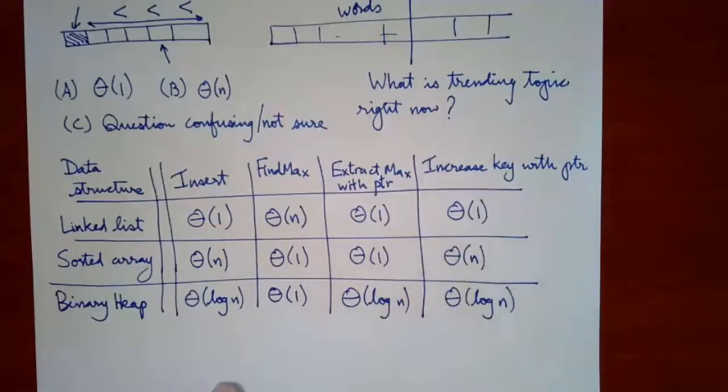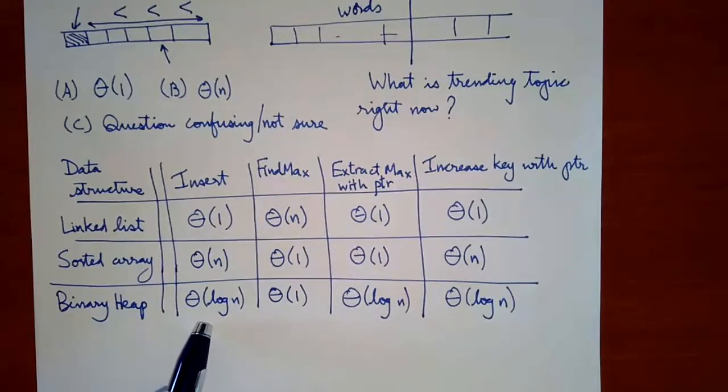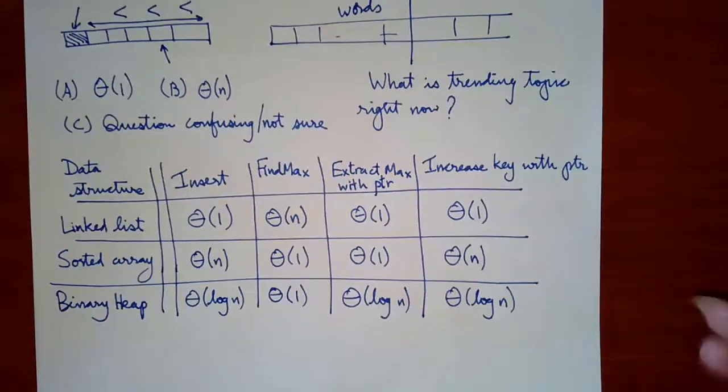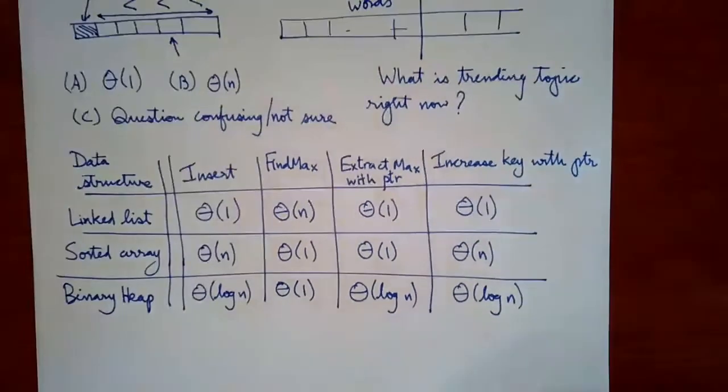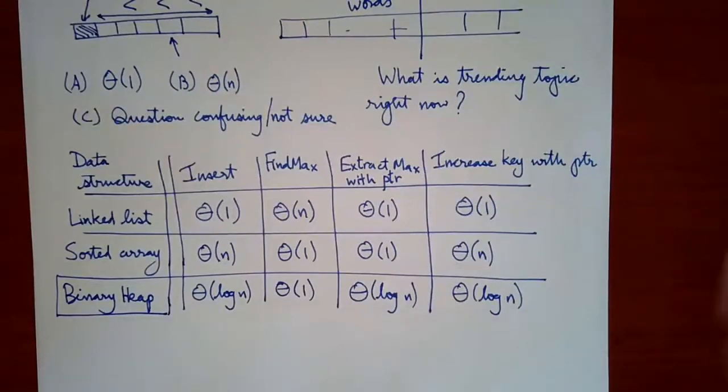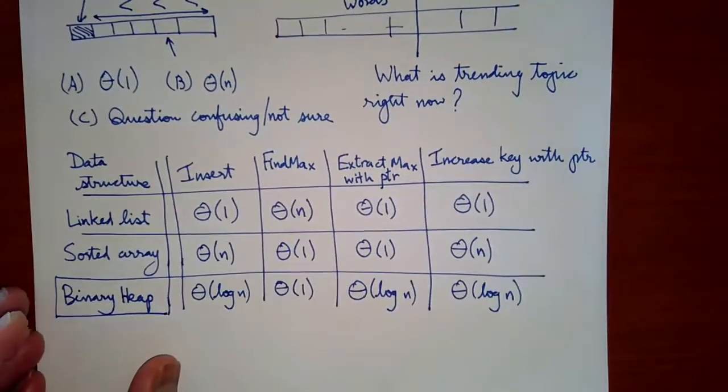Instead of theta of 1, you get theta of log n. But as we discussed last time, theta of log n is really small, right? If n is 1,000,000, then log of 1,000,000 is something like 20. So you do 20 operations as opposed to doing 1,000,000 operations. And so our task for today is to study the data structure, the binary heap. All right.